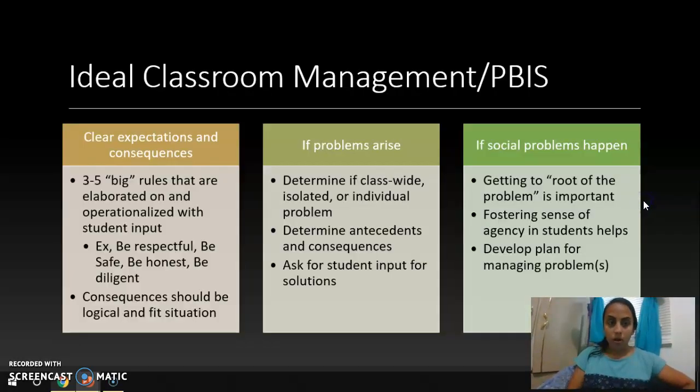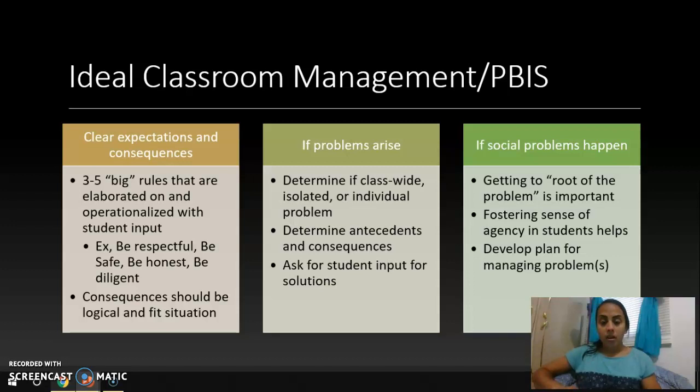Okay. So, in my ideal classroom management, using positive behavior interventions and supports means having clear expectations and consequences. So, what do I mean by this? It means having 3 to 5 big rules that are elaborated on and operationalized with the students' input. For example, they can come up with be respectful, be safe, be honest, be diligent.